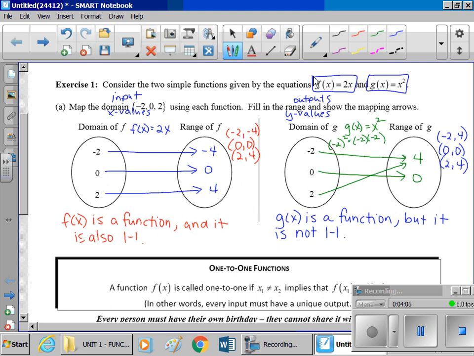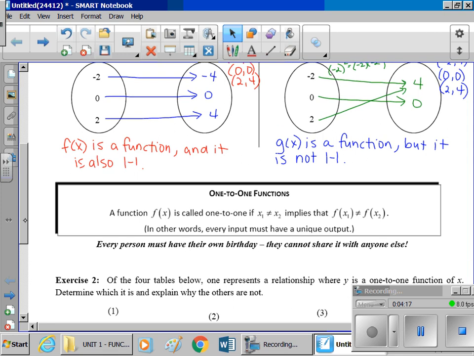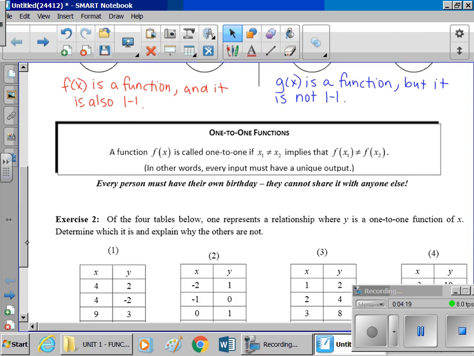Taking a look a little bit down below here, it gives you the definition of a one-to-one function. A function f of x is called one-to-one if x1 does not equal x2 implies that f of x1 is not equal to f of x2. Don't flip out by this. This is just saying that the x's cannot be the same, the y's cannot be the same.